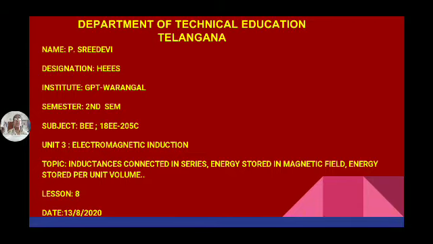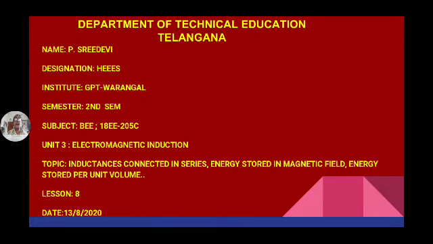So, my name is P. Sridevi, working as Head of Electrical and Electronics Engineering Section, Government Polytechnic, Warangal. Now, I am dealing with second sem diploma electrical students, and the subject is Electrical Engineering and Electronic Devices. According to 18 curriculum, the subject code is 18EE 205C.